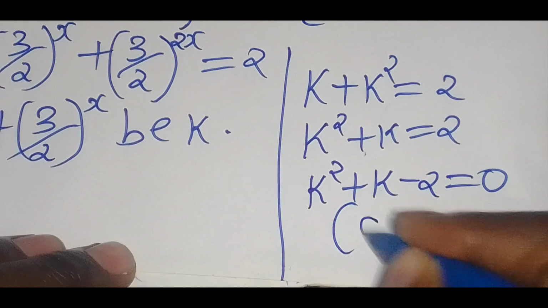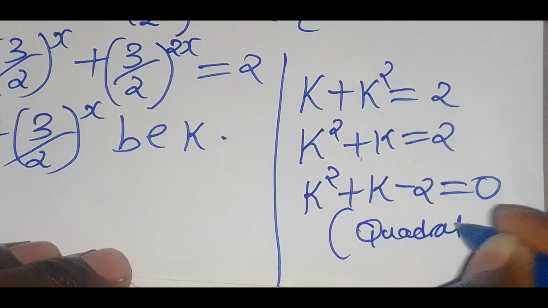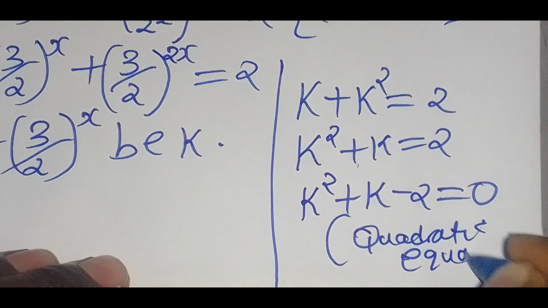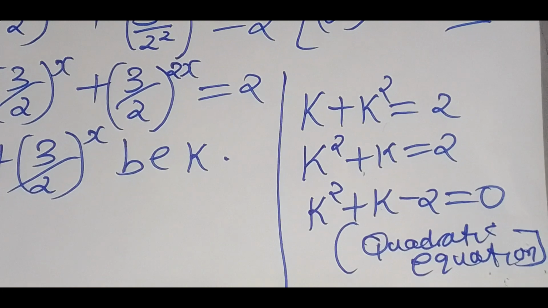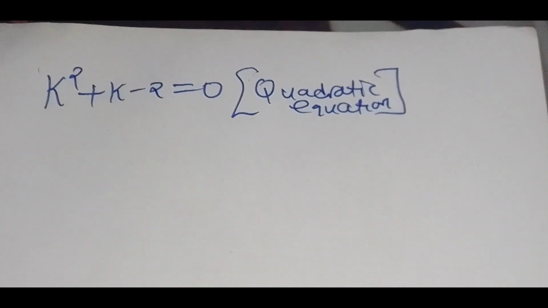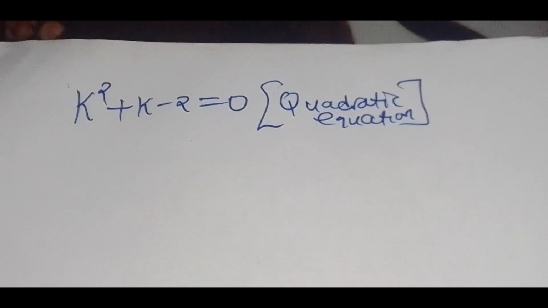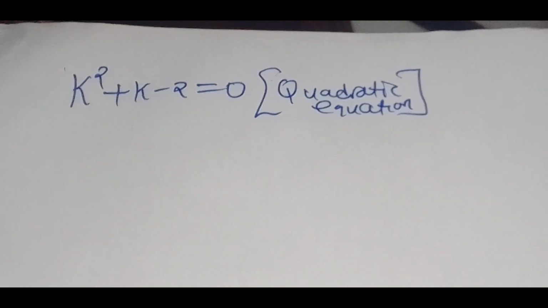Okay, this is a quadratic equation. So we need to solve for the value of k. Okay, let's proceed to solve for the value of k. So you have k squared plus k minus 2 is equal to 0.